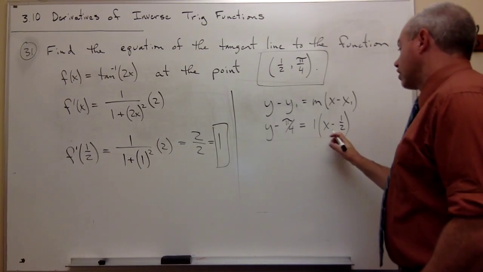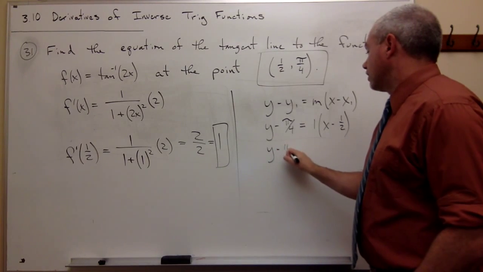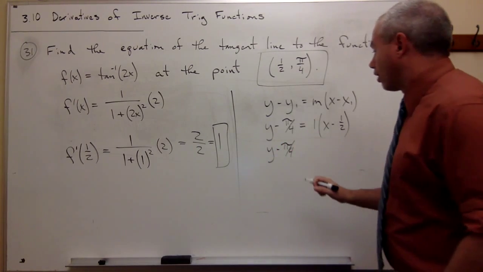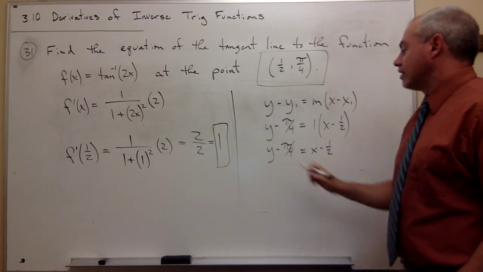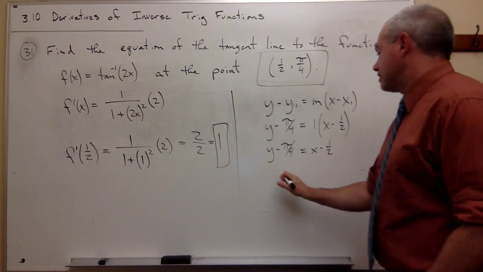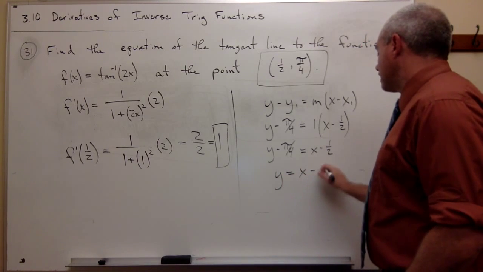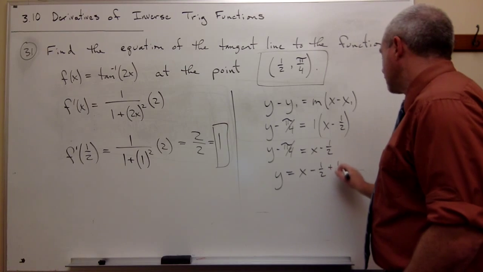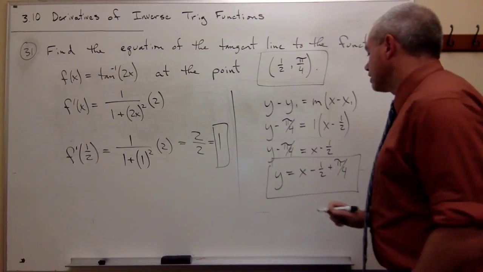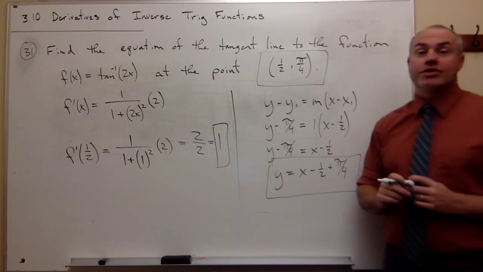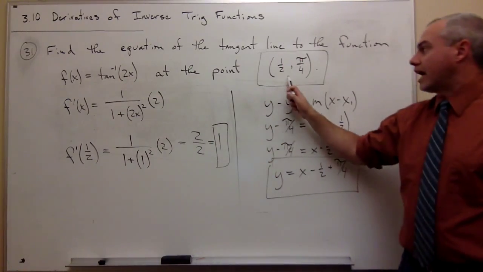All right, let's solve this thing for y. So I get y minus pi over 4 is equal to x minus 1/2. And now let's add pi over 4 to both sides. And I get that y is equal to x minus 1/2 plus pi over 4. So here is the equation of the tangent line to this curve at this point.